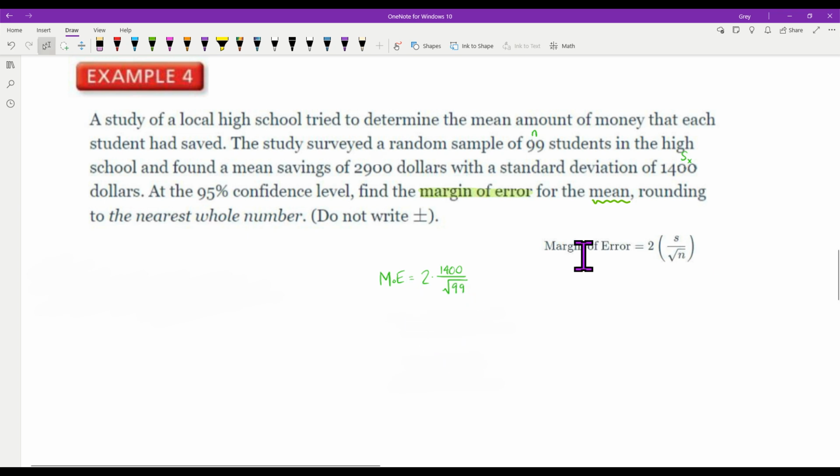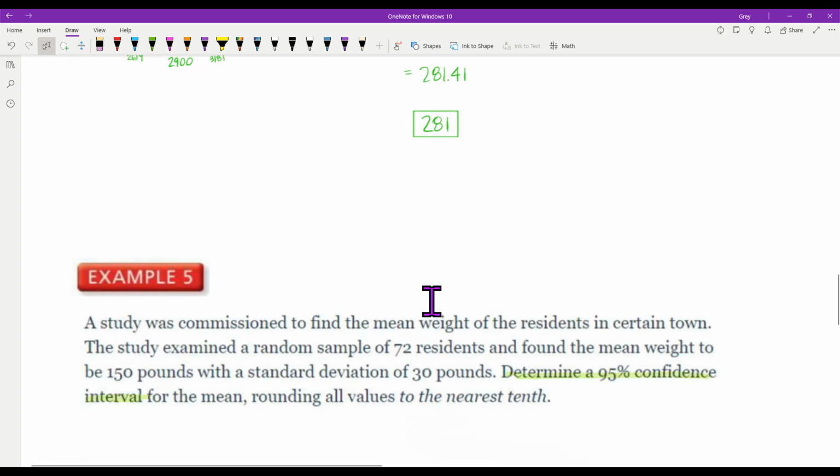So my margin of error in this case is 281.41. They want us to round to the nearest whole number, so that would be 281. If they ask me for the interval, okay, then I would take my 2,900 because that's my mean right up here, and then I would add 281 and subtract 281, which is what we're going to do on the next one. So you just got to pay attention to what it's asking, okay?